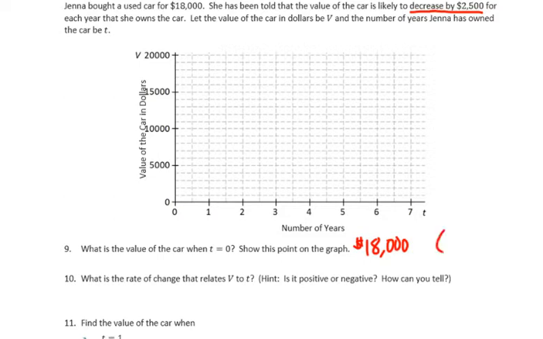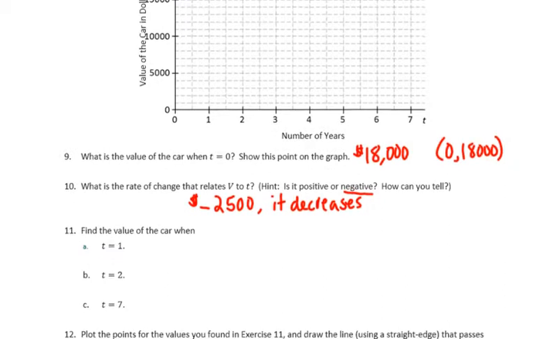Show this point on the graph. Well, that's the y-intercept, so it's (0, 18,000), which is right here. What is the rate of change that relates V to T? Hint, is it positive or negative? In this case, it's negative because it tells us it decreases. So it's negative 2,500. How can you tell? Because it decreases, goes down. Find the value of the car when T is 1.